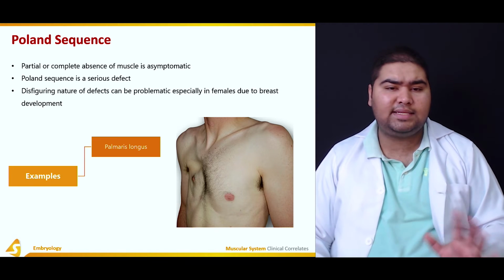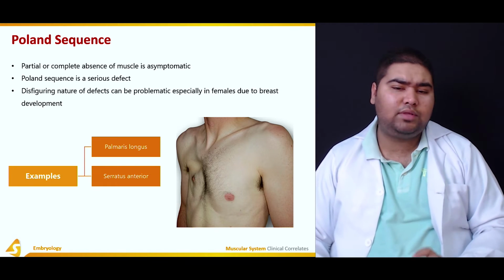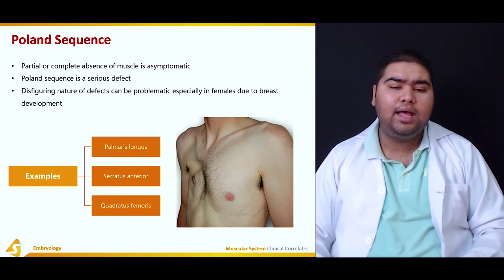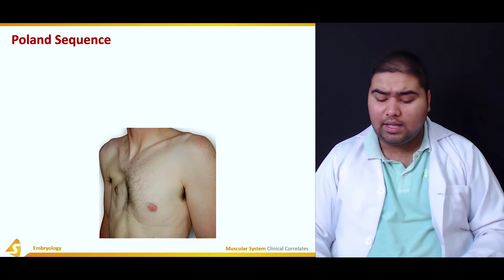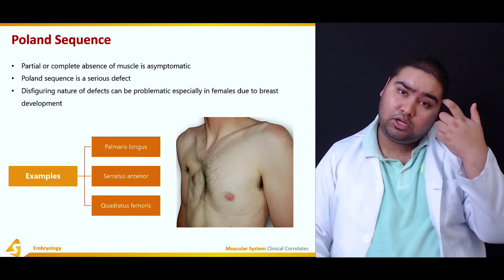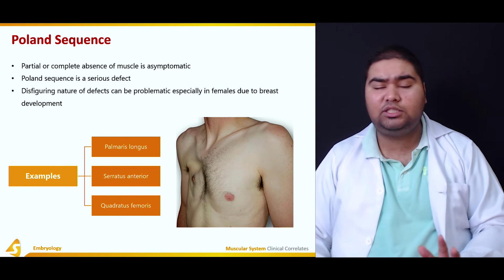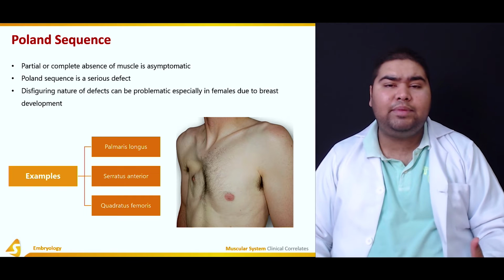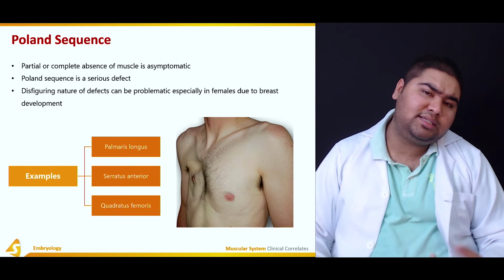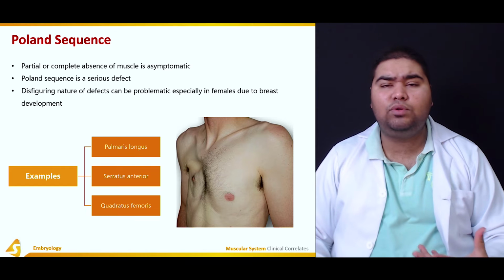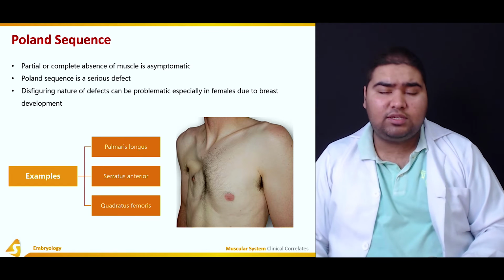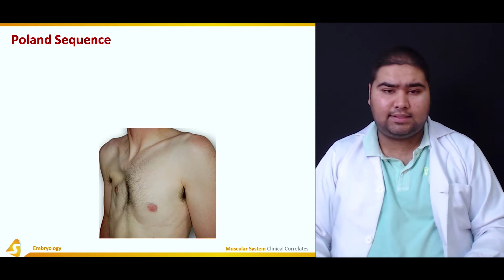Examples of muscle absence include the absence of palmaris longus, the absence of serratus anterior, and the absence of quadratus femoris. In any of these absences, there is neither a functional element nor a developmental element that is absent. It's only the absence of a muscle. The muscle is not present. However, it is not causing any major defects.